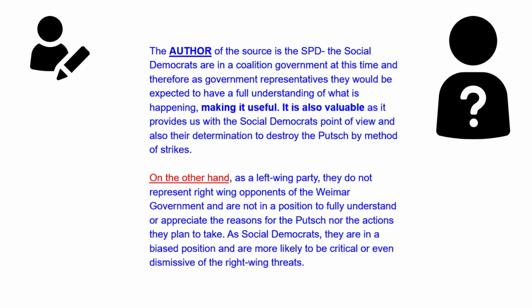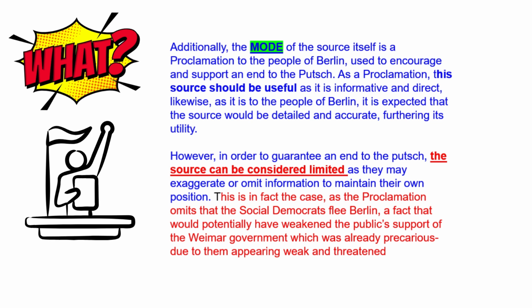What about the mode? Well, the mode of the source is a proclamation to the people of Berlin. A proclamation is used to encourage and support an end to the putsch. It makes the proclamation very useful. Okay, it's informative, it's direct, it's from a very key source, and it's aimed at the people of Berlin. It's expected that the source will be detailed and accurate, further adding to its utility.